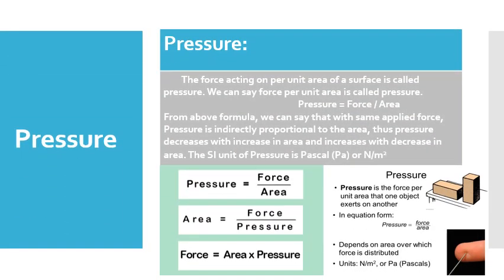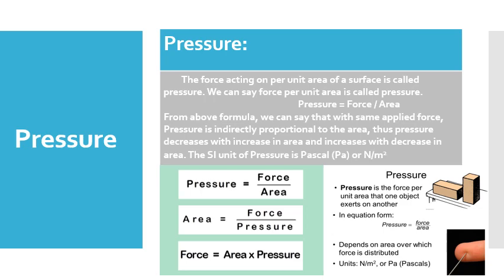Pressure. The force acting per unit area of a surface is called pressure. We can say force per unit area. That is called pressure. That is, pressure is equal to force divided by area.